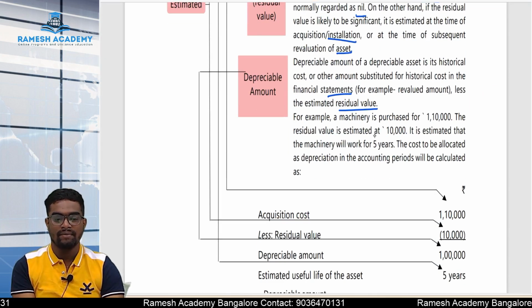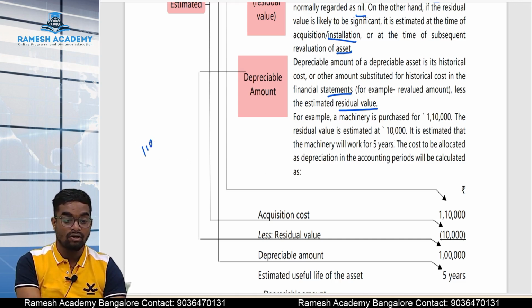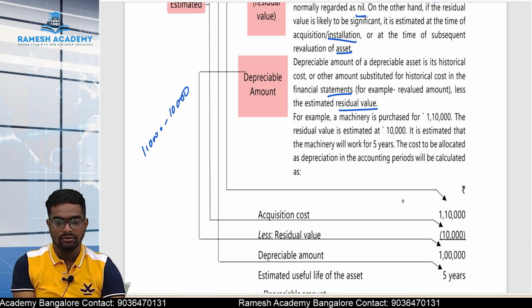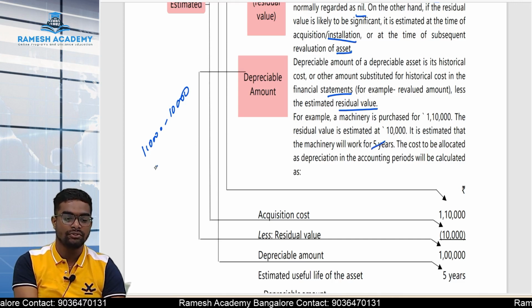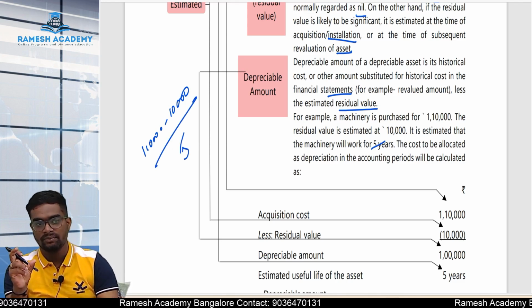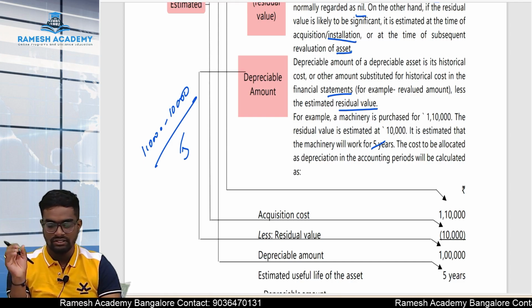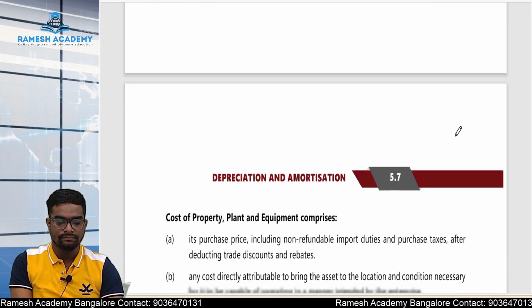For example, a machinery is purchased for 1,10,000. The residual value is estimated at 10,000. So what is the depreciable amount? 1,10,000 minus 10,000. This is the depreciable amount, and the working life is 5 years. So how will you distribute the cost of the asset? 1,10,000 minus 10,000, you get the depreciable amount, which is 1 lakh. You just distribute it over 5 years, normally 20,000 each year if it is equal. Okay, so that's what they have done here.